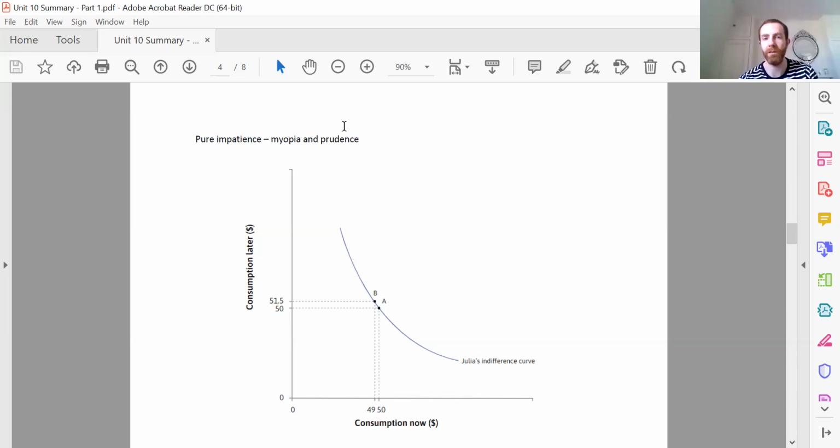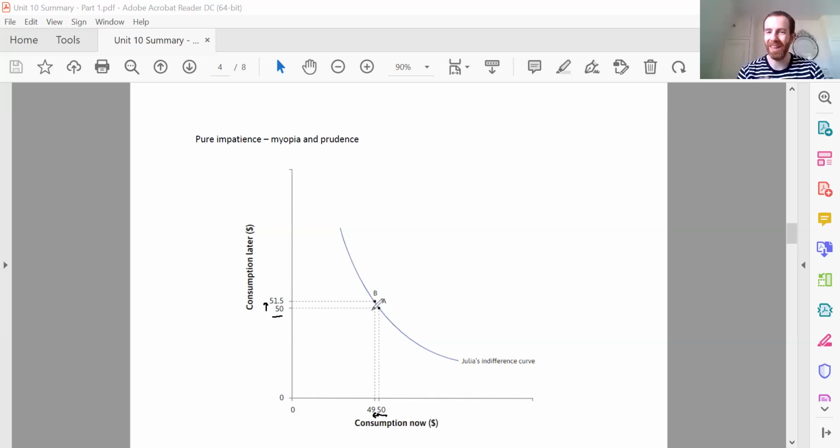One way we can see this pure impatience on one of these indifference curves is if we consider these two situations. Point A seems to be perfect consumption smoothing, where consumption now is 50 and consumption later on is 50, so the same today and tomorrow. We can see that this person is indifferent between being there and being at point B. The interesting thing about point B is there's a reduction in consumption now of 1, but in order to convince this person to reduce their consumption now by 1, we have to give them 1.5 later on.